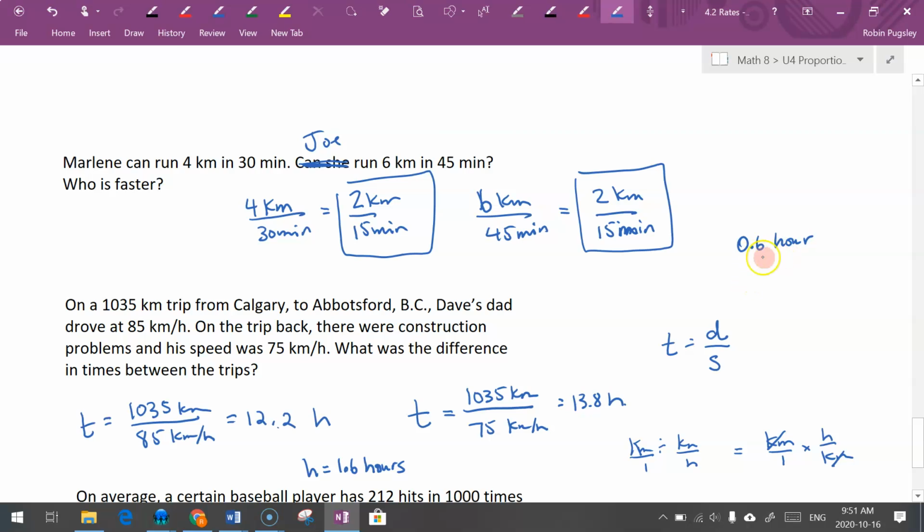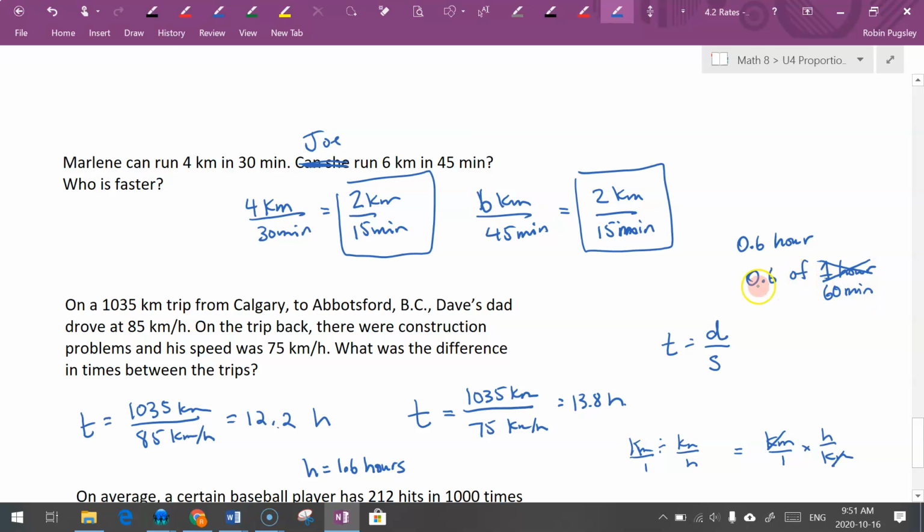So if I want to find out, instead of being in hours, and I want to change this into minutes, I have to find out what 0.6 of 1 hour is. Well, I don't want an hour, I want minutes. So I have to convert 1 hour into 60 minutes. So you just change whatever you want it into.